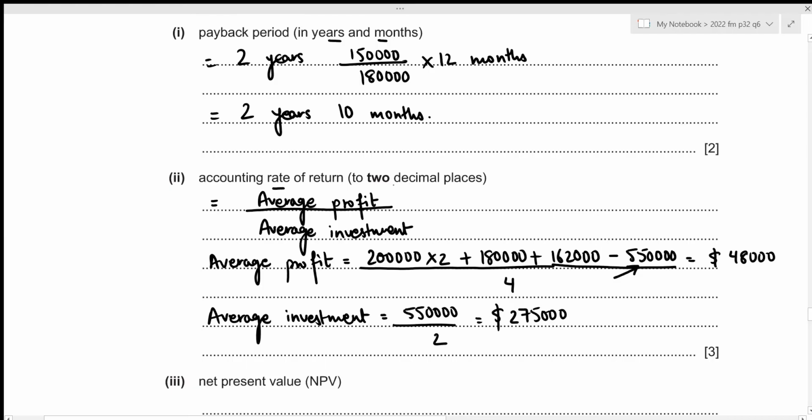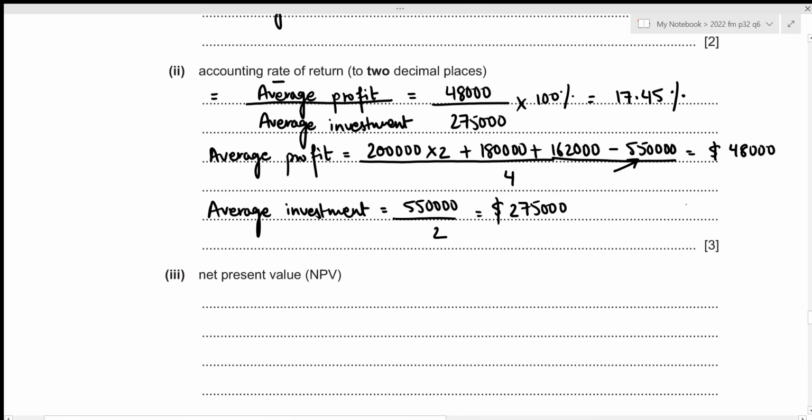Now we can easily figure out our accounting rate of return. So that's 48,000 divided by 275,000 times 100%. And this gives our accounting rate of return to have the value of 17.45%.